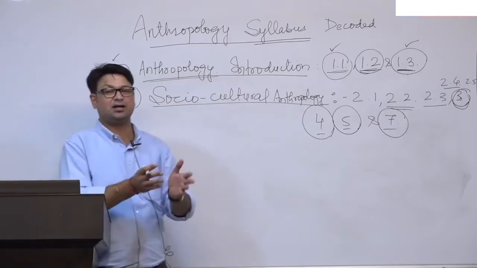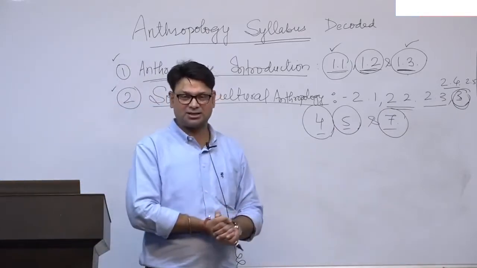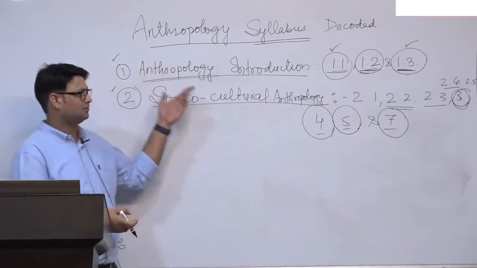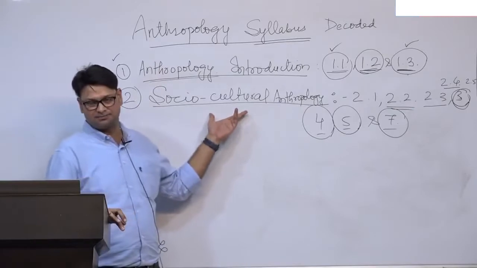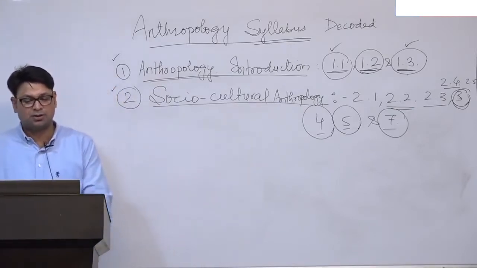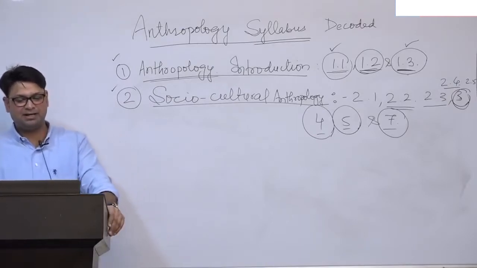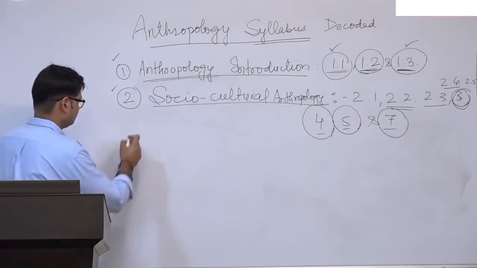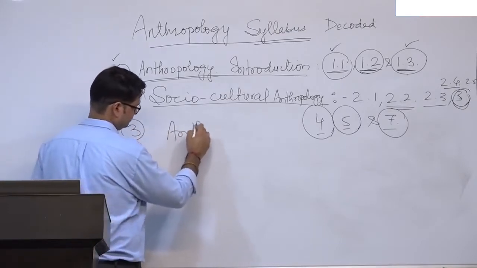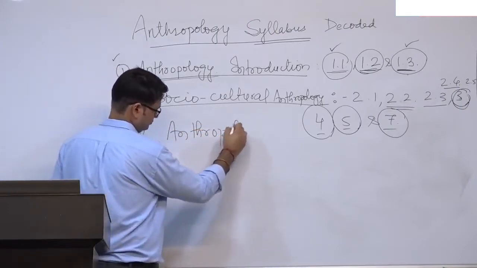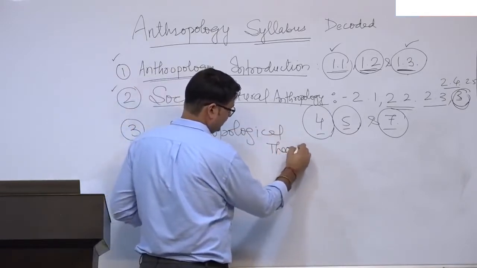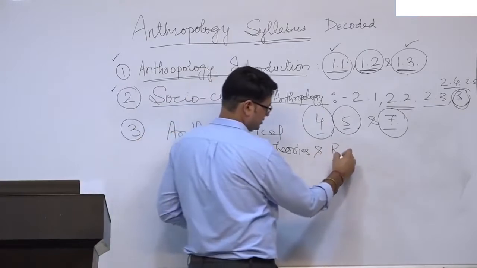Then variations in language we try to understand. We try to understand the social context of language use. All these things we try to understand in the second major subsection. In this way I have divided the entire syllabus into 7 sections, and let me come to the third portion. Third portion is anthropological theories and research methods.